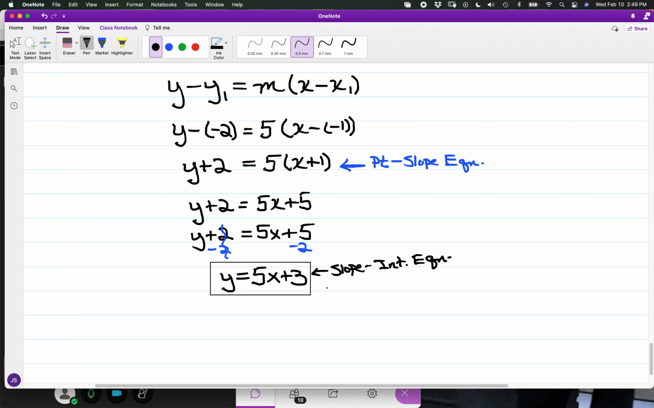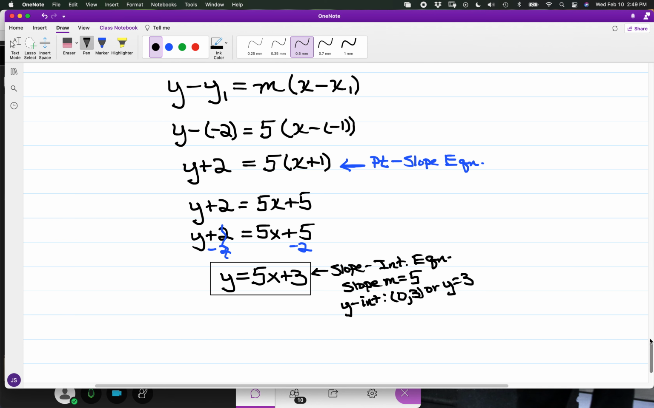And again, in the slope-intercept equation, whatever coefficient is alongside the x variable is going to be the slope. So the slope is equal to 5 once again. And for the y-intercept, we have the b value at positive 3. So we have (0, 3), or y is equal to 3.